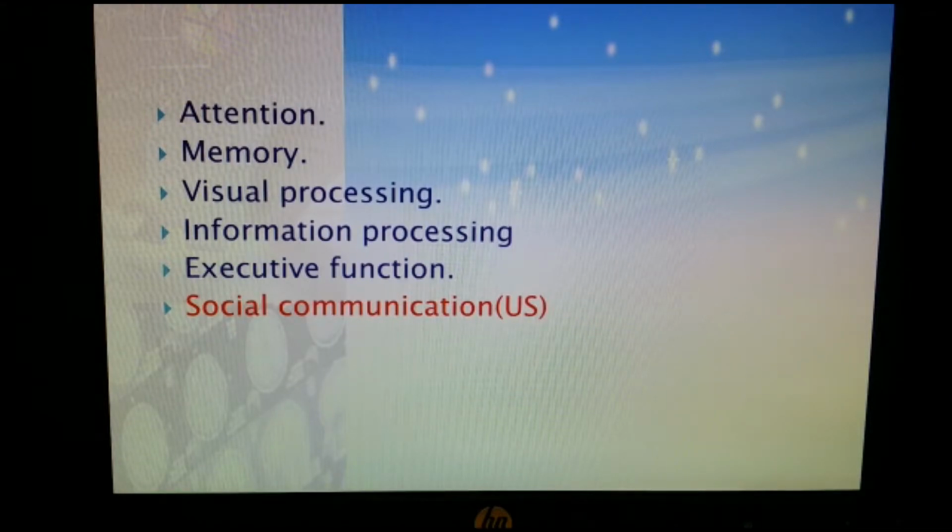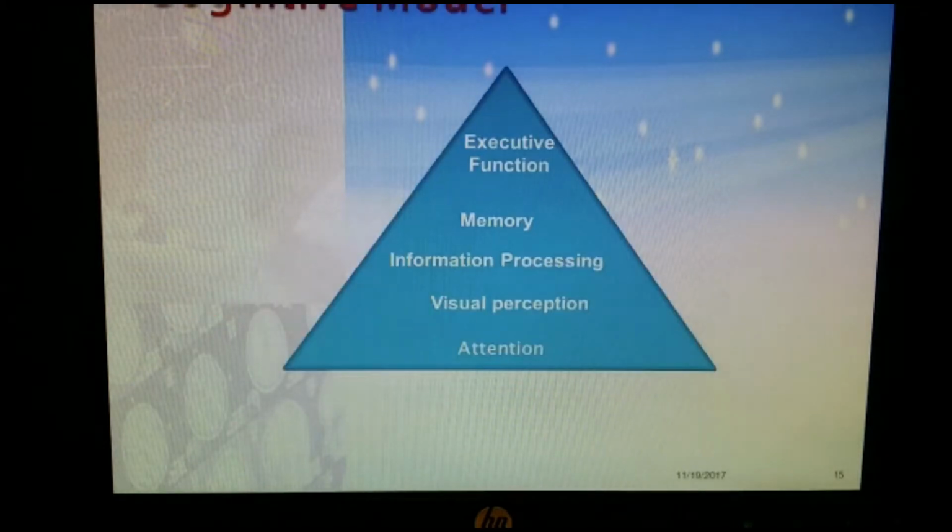So this heading can fit all of the other skills. Whenever we use any cognitive skills with the patients, it can be fit under any of these headings or modules. Okay, so this is again the cognitive modules.